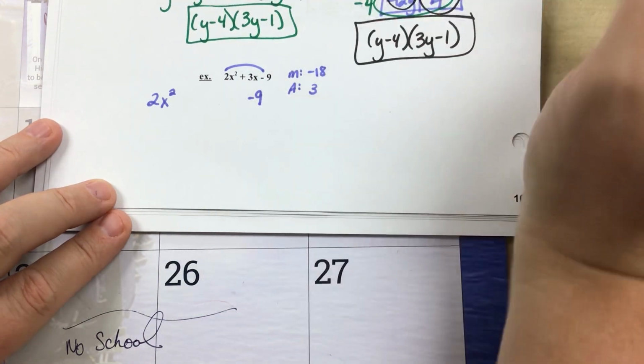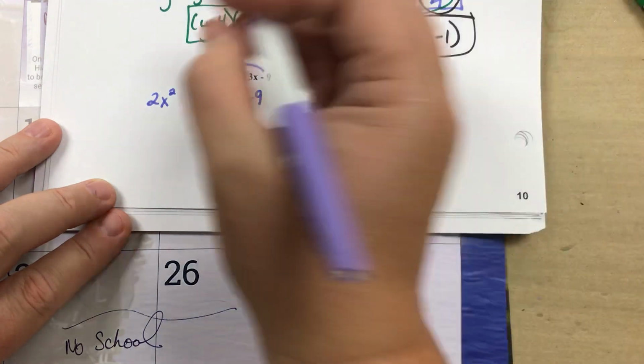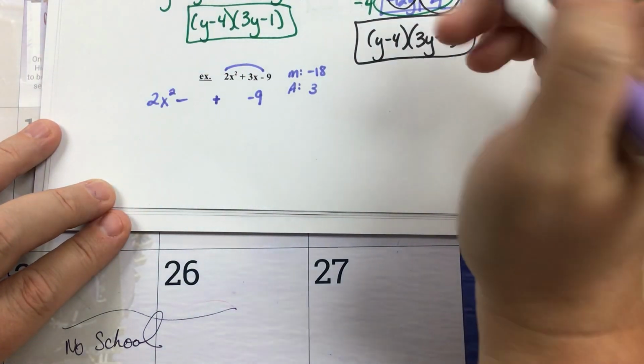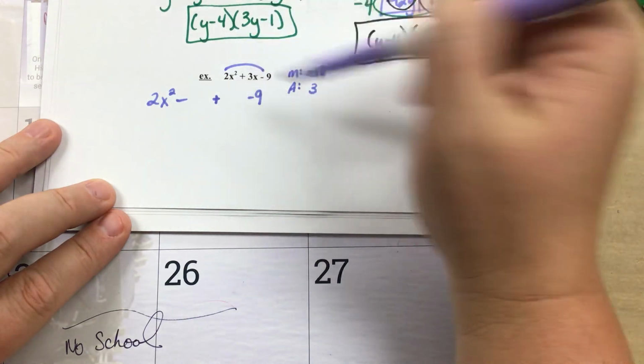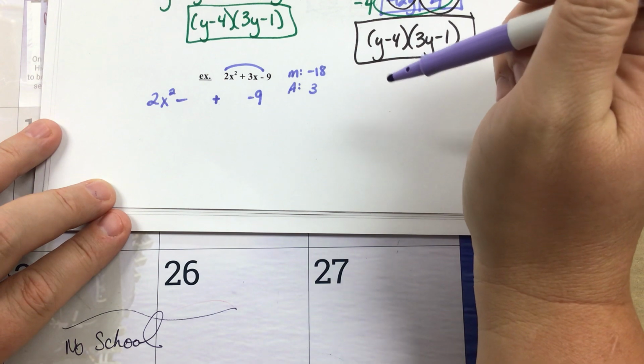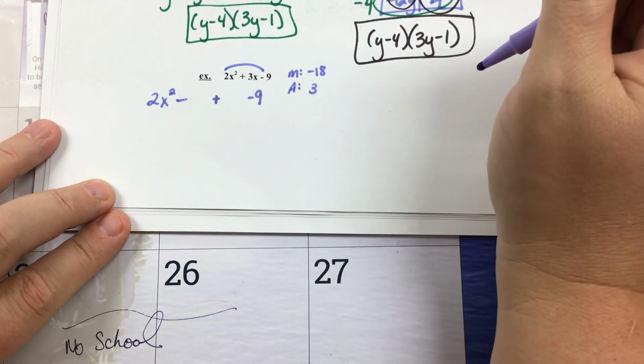They have to be opposite signs, so it doesn't matter which one you do first. So I'm going to make a negative and a positive. And again, the bigger one needs to be positive because I'm getting a positive 3 in the middle. So what about 6 and 3? 6 times 3 is 18.